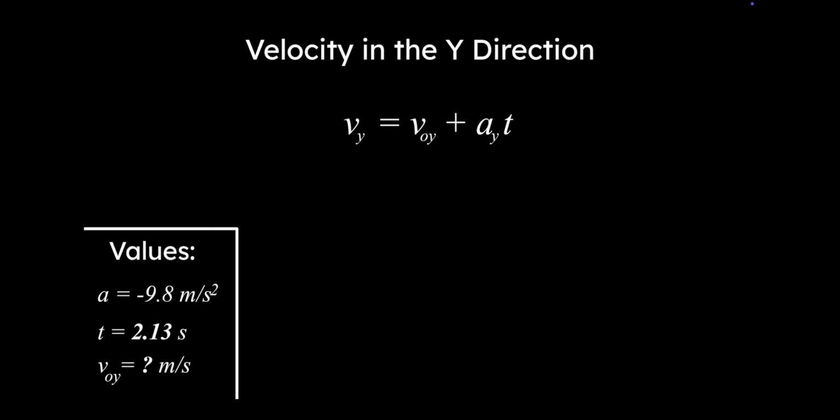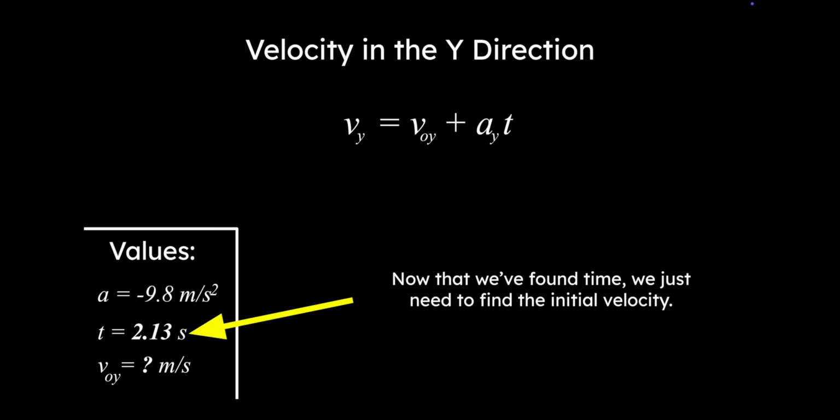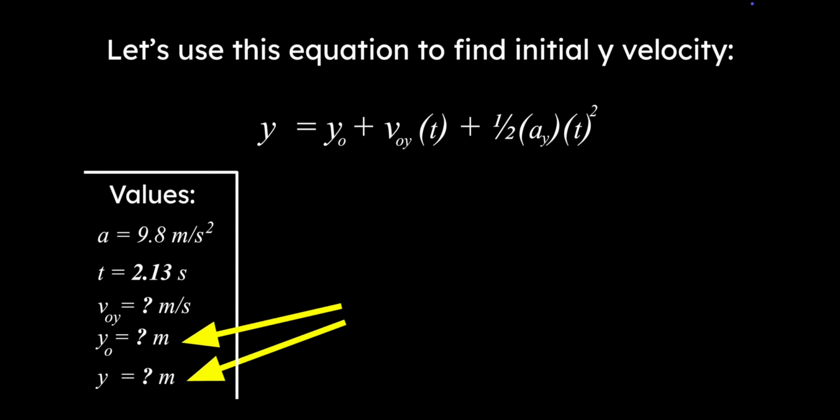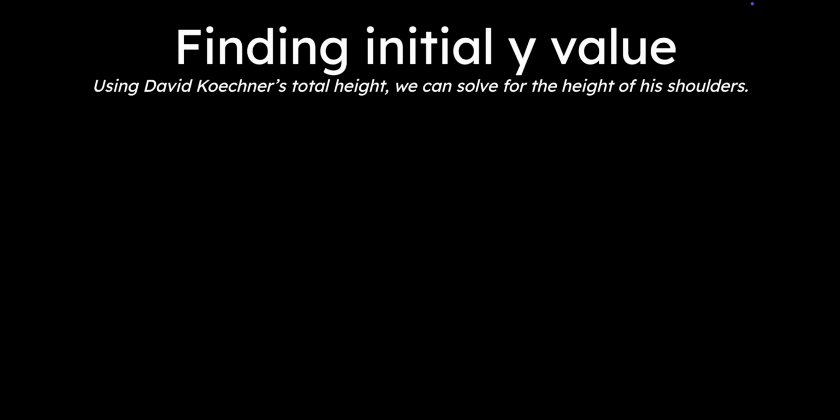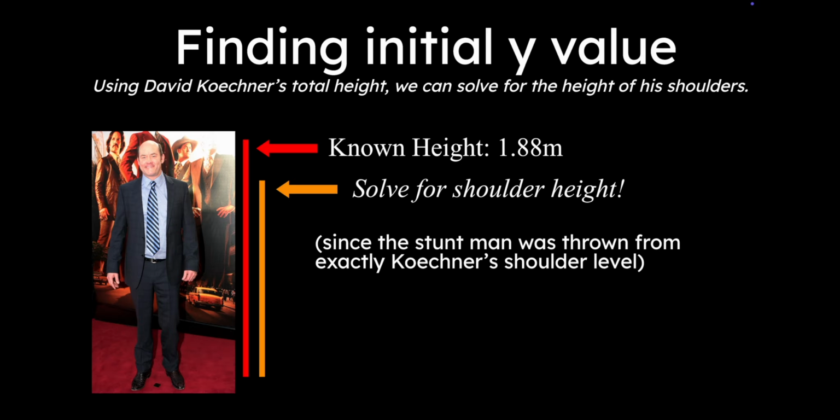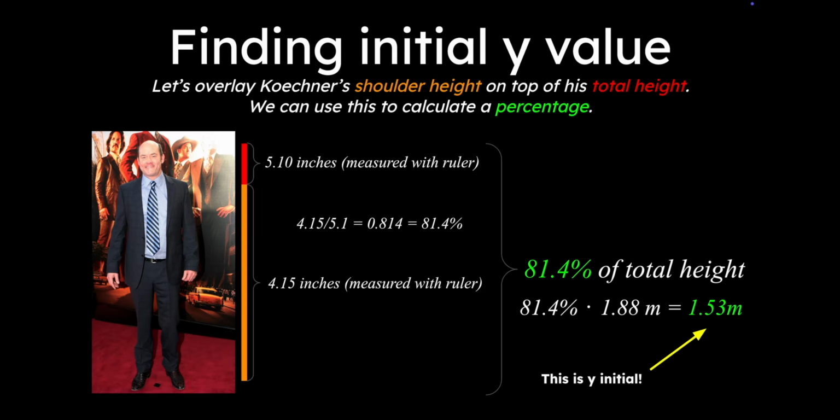So now we can go ahead and calculate velocity in the y direction. See now that we have our time value in the bottom left. Plugging it into this equation, now all we need is to find the initial velocity. So let's use this equation to find that. Using this kinematic equation, we see that we're still missing y displacement. So let's go ahead and find that. We're going to start off with our initial y value, and this is David Koechner's shoulder height. We're going to overlay these two values, and we're going to find that the ratio between them is 0.814, and we're going to multiply that by his total height, which will give us 1.53 meters, which is going to be his shoulder height.